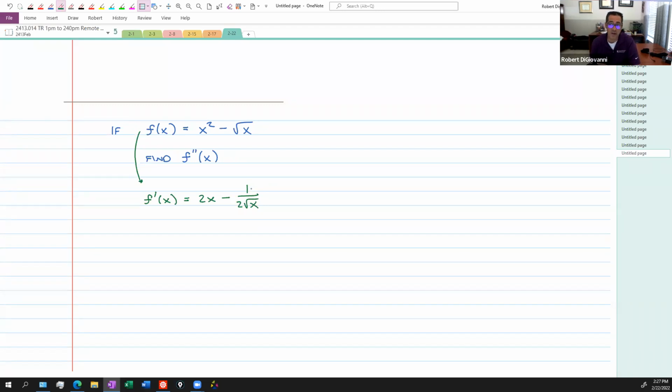We have to take the derivative again, don't we? Now, when you take the derivative again, notice on this second one, I'm going to need to rewrite it as 1/2 x to the negative 1/2. In other words, I've got to bring that root x back up to the top. That way I can use the power rule on the derivative. Who wants to tell me what the second derivative would be?